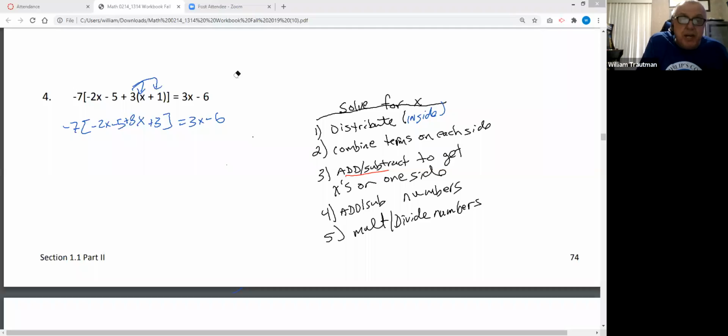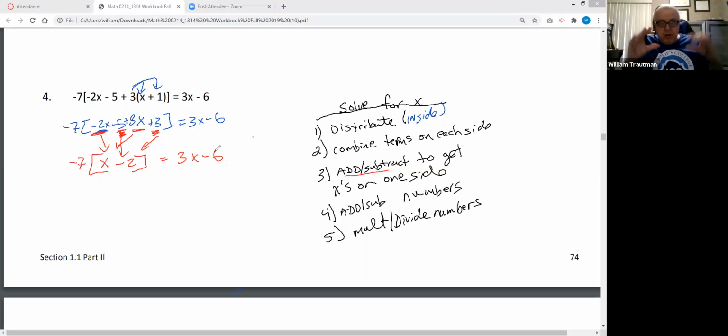I'm going to try to combine. You see, I have a parentheses. I'm going to try to do all the math I can in there. A -2x and a +3x combine to a +1x. And a -5 and a +3 combine to a -2. So that made all that mess inside a little prettier.